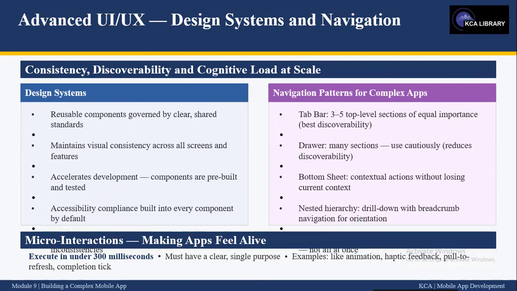Complex applications require consistency to remain usable. We achieve this through a design system. A well-constructed design system defines your typography, color palettes, spacing, and component libraries as reusable code artifacts. This ensures that every developer on the team uses the exact same interface element, significantly reducing the cognitive load on the user and minimizing technical debt within your code base.